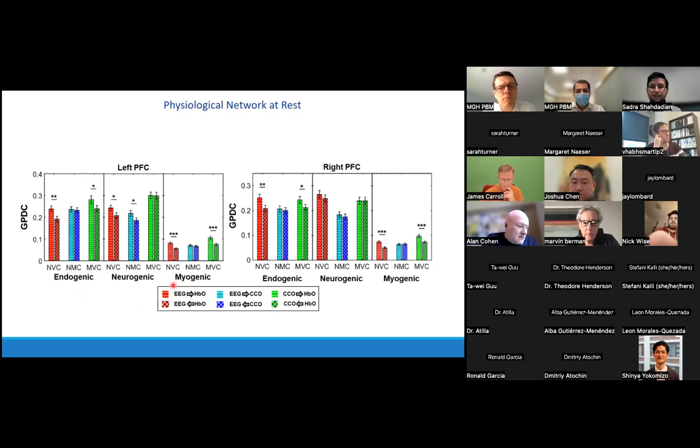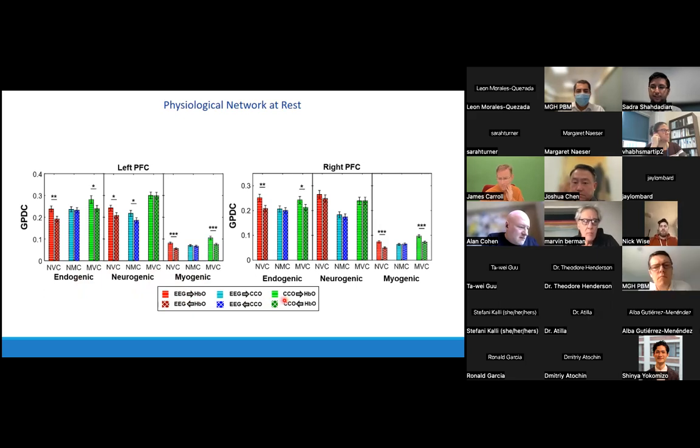Especially in endogenic and myogenic band, we also have another way of showing this directed connectivity from the demand to supply, which is from CCO to HBO. Again, if you look at the green bars, you see that the CCO is leading HBO. So the oscillations in the CCO concentration is leading the oscillations in the HBO, especially in the endogenic and myogenic. So these are all in rest.